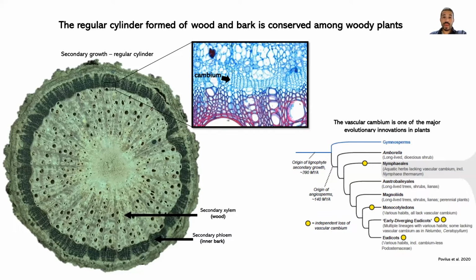This is one of the major evolutionary innovations in plants, which evolved in the ancestor of the lignophytes. And so among extant plants, the vascular cambium producing that circular structure formed by wood and bark is observed in most seed plants, with a few independent losses as we see in the monocots. So the single vascular cambium producing wood and bark is the structure that you can find in most woody plants that are growing around us.